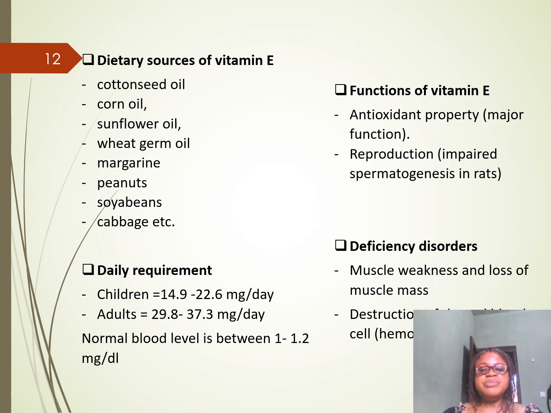Normal blood level is between 1.1 to 1.2 milligram per deciliter. Then deficiency disorder, that is when you are not meeting the requirement of vitamin E, results in muscle weakness and loss of muscle mass, as well as destruction of the red blood cell, or hemolytic, we call it hemolytic anemia.